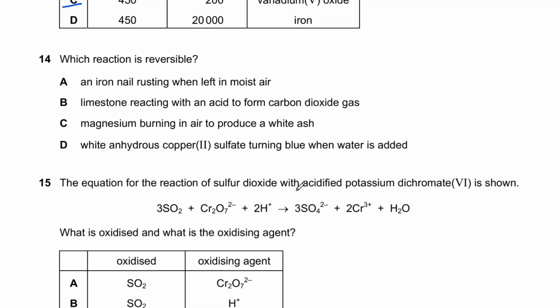Question 14. Which reaction is reversible? Now, look at them. Option D is our correct answer. White anhydrous copper(II) sulfate turning blue when water is added can be reversed by heating, so the reaction is reversible. Why are the others wrong? A, an iron nail rusting when left in moist air, is irreversible. Limestone reacting with an acid to form carbon dioxide gas is irreversible. And burning of magnesium is also irreversible. So option D is our answer.